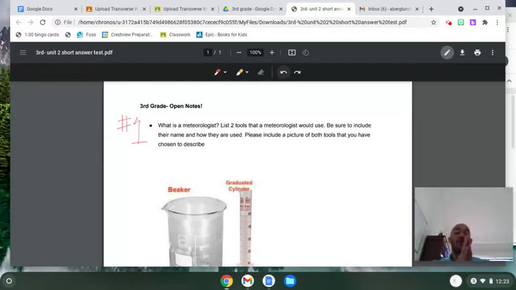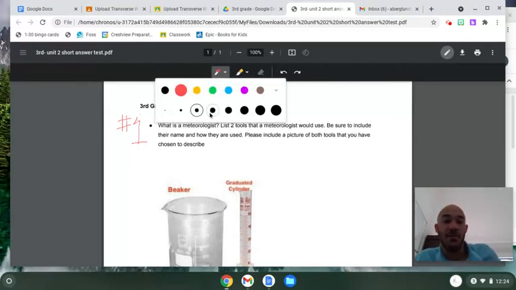Okay, so here's question number 1 that you're going to respond to in your science journal. What is a meteorologist? List 2 tools that a meteorologist would use. Be sure to include their name and how they are used. Please include a picture of both tools that you have chosen to describe.